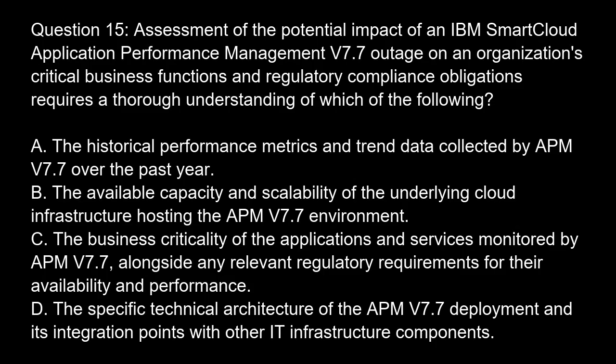Question 15. Assessment of the potential impact of an IBM SmartCloud Application Performance Management v7 outage on an organization's critical business functions and regulatory compliance obligations requires a thorough understanding of which of the following. Option A. The historical performance metrics and trend data collected by APM v7 over the past year. Option B. The available capacity and scalability of the underlying cloud infrastructure hosting the APM v7 environment. Option C. The business criticality of the applications and services monitored by APM v7 alongside any relevant regulatory requirements for their availability and performance.